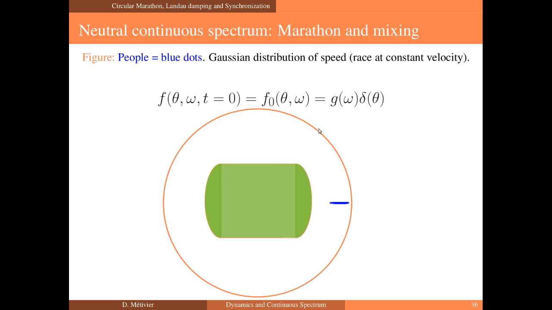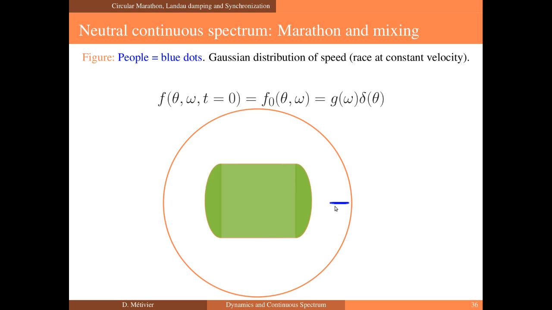In fact, if you remember the Kuramoto model, it is like the frequency of the oscillator, and theta is their phase. Now my initial condition is that they are all, so this delta function means that they are all here at this angle theta. So they all start at the same point. Now we'll let them run and see what happens.